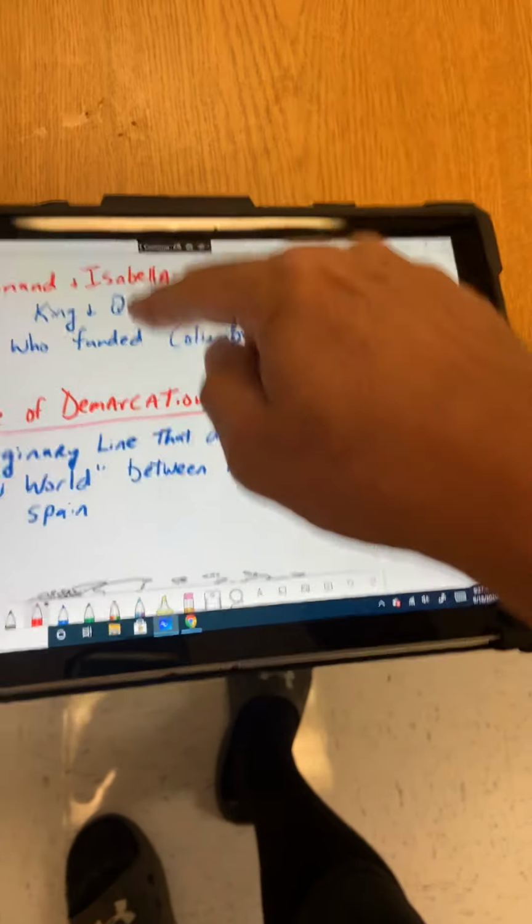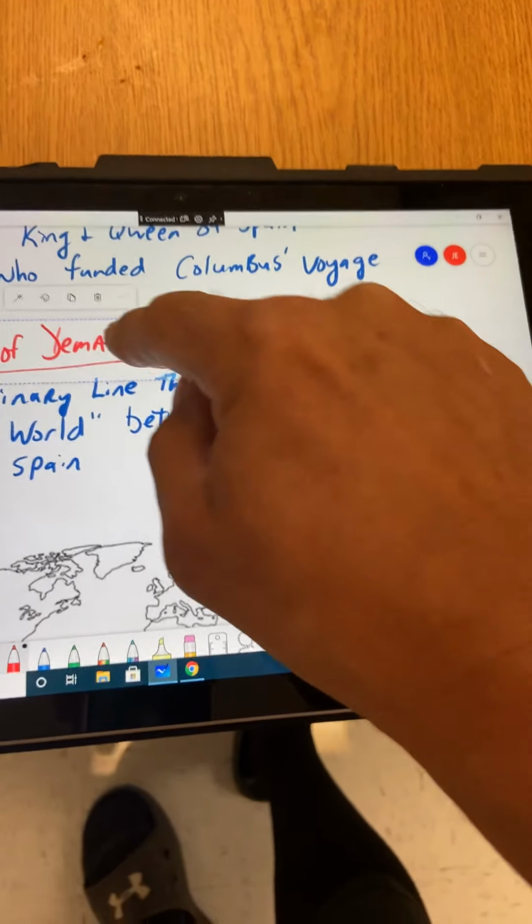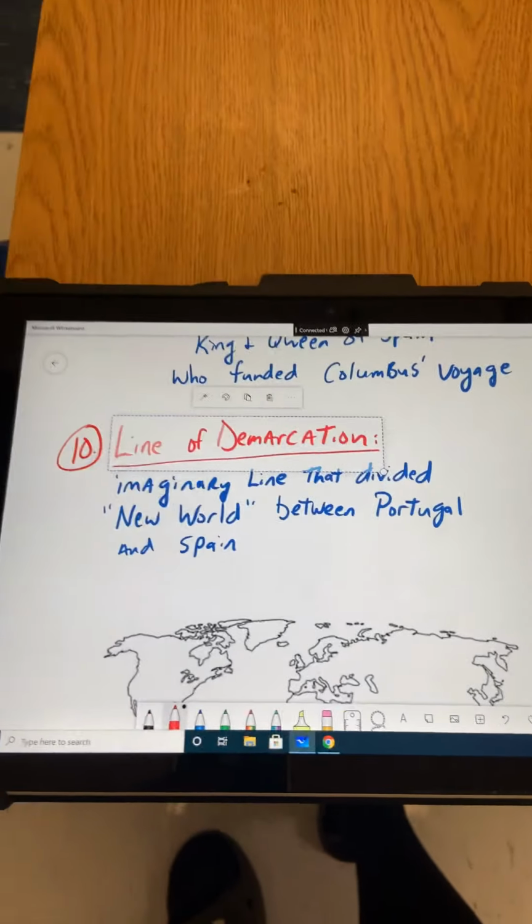Now, before we get to the last two words, the line of demarcation, I don't want to move it there yet. Let's move it back up. There we go. All right.